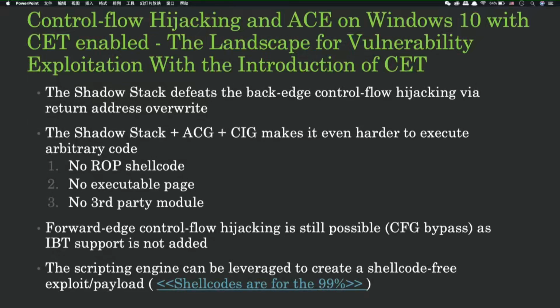But that being said, as we said in the previous section, the indirect branch tracking, which is a hardware solution for CET, is not implemented in the current Windows 10 implementation. Therefore, Windows 10 currently still heavily relies on CFG for forward-edge control flow hijacking. We know it is possible to bypass CFG.